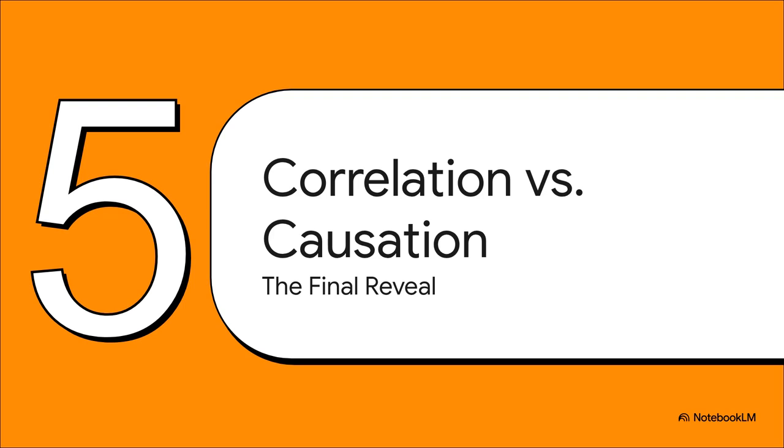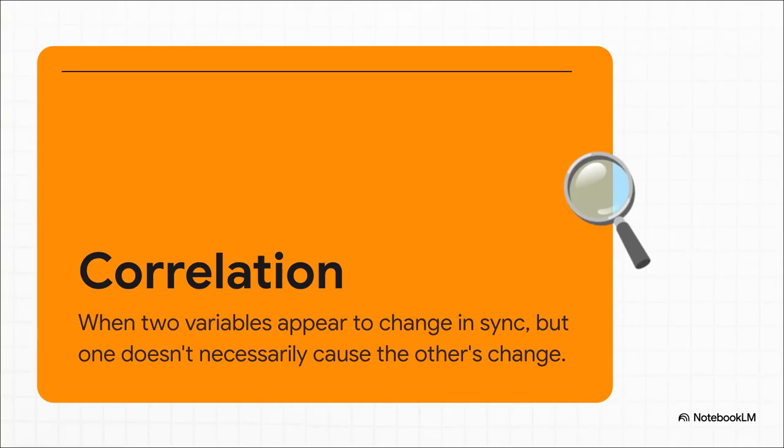And that brings us all the way back to our original mystery. We have our tools, we know the traps to avoid, and now it is time for the final, most important lesson for any data detective: understanding the huge, massive difference between correlation and causation. This right here is the absolute key. Correlation just means two things move together.